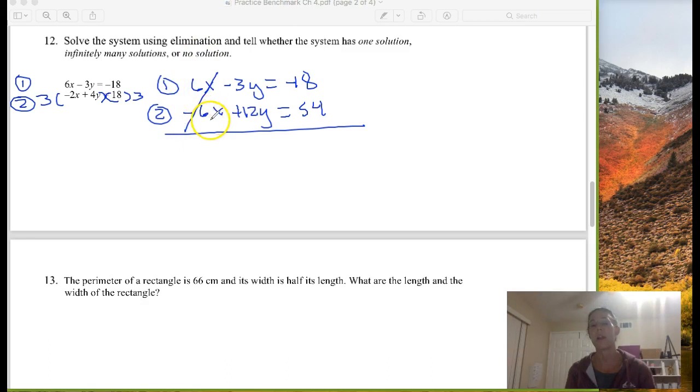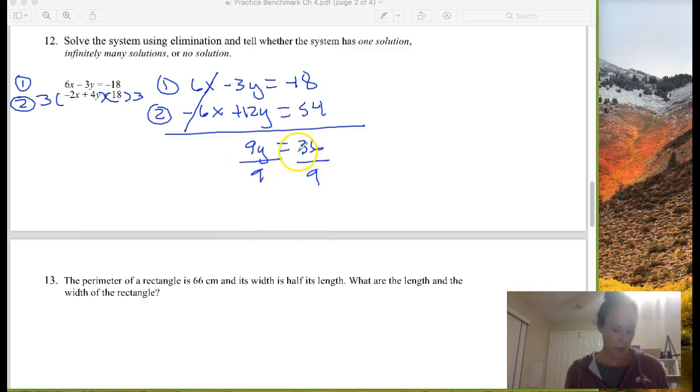If these don't fall out, then I didn't do it right. These fall out, and I've got 12y minus 3y, which gives me 9y. And then I'm going to go 54 and subtract off 18, and that gives me 36. Then divide both sides by 9.